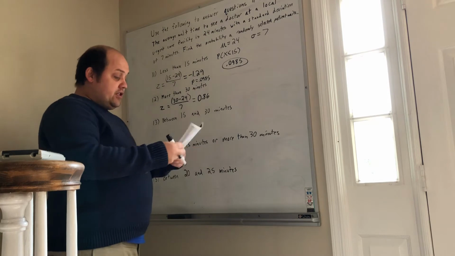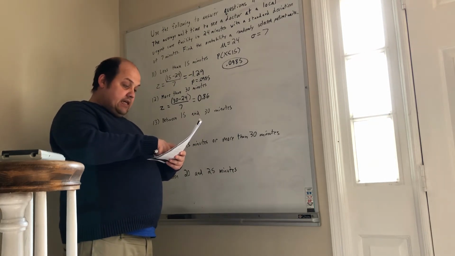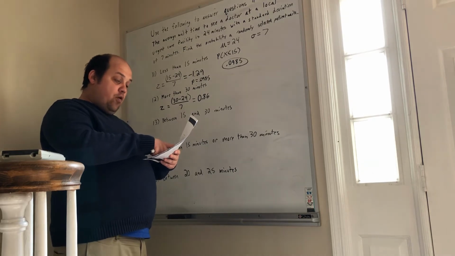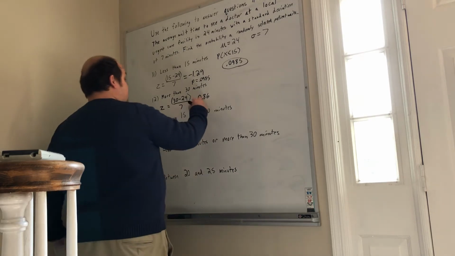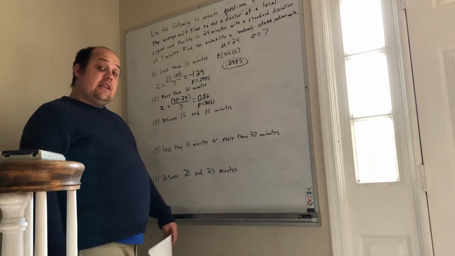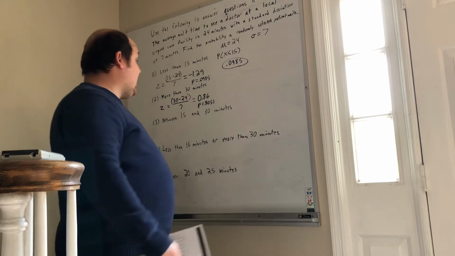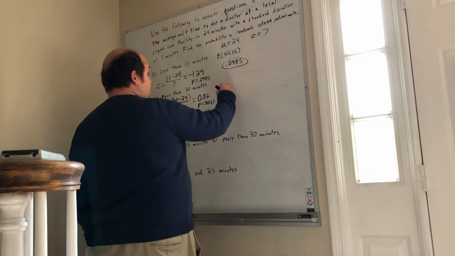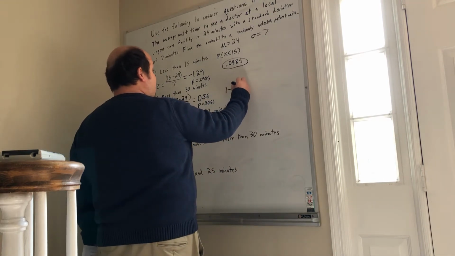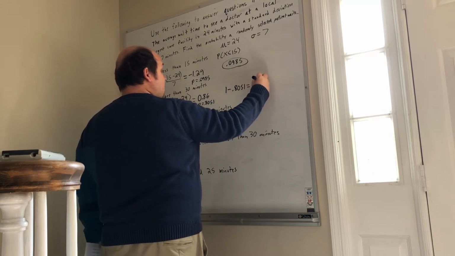And now look up the associated p-value. 0.86 is 0.8051. If it had said less than 30 minutes, I could stop there. Because it said more than 30 minutes, I need to do 1 minus table value. 1 minus 0.8051 gives me 0.1949.